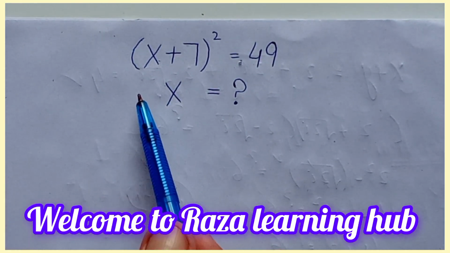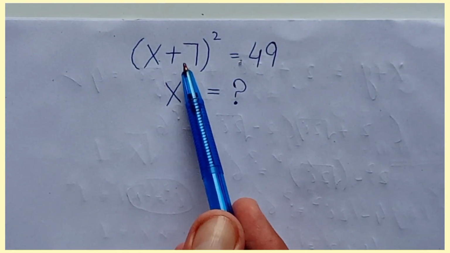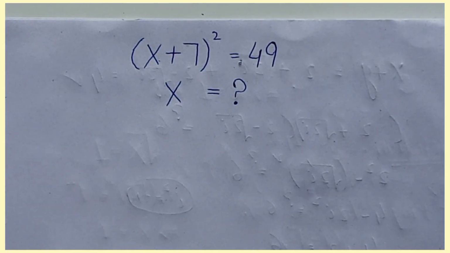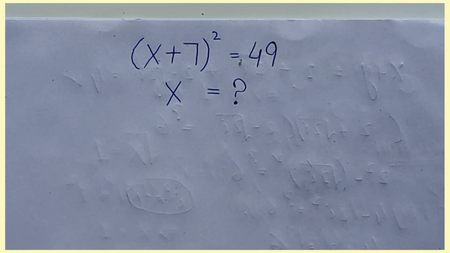In this video we will find the value of this expression: (x plus 7) to the whole square is equal to 49. How to find the value of x? If you are a genius, then solve this question and comment your answer.